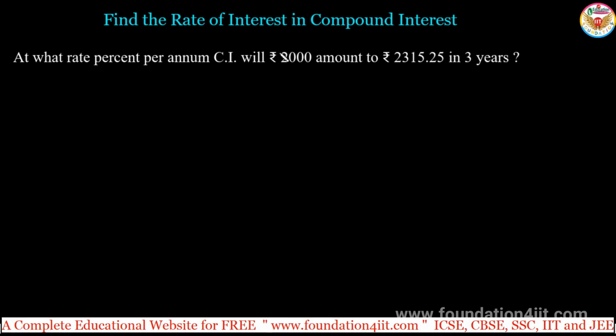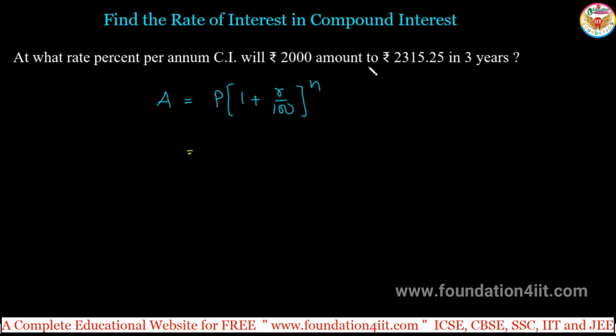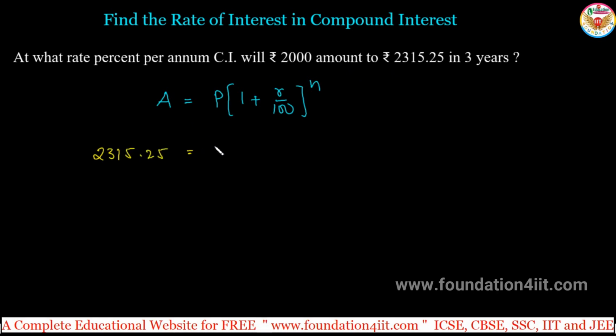Here 2000 is the principal amount, and 2315.25 is the amount, because it became that much. If you observe the question, according to the formula, amount is equal to P into 1 plus R by 100, whole to the power n. This is the amount formula in compound interest. The same we can apply. So directly I am keeping amount is equal to 2315.25 and principal is 2000.